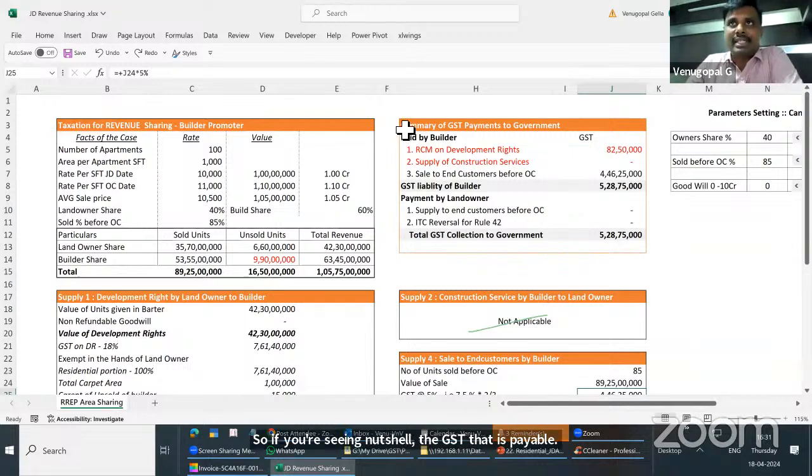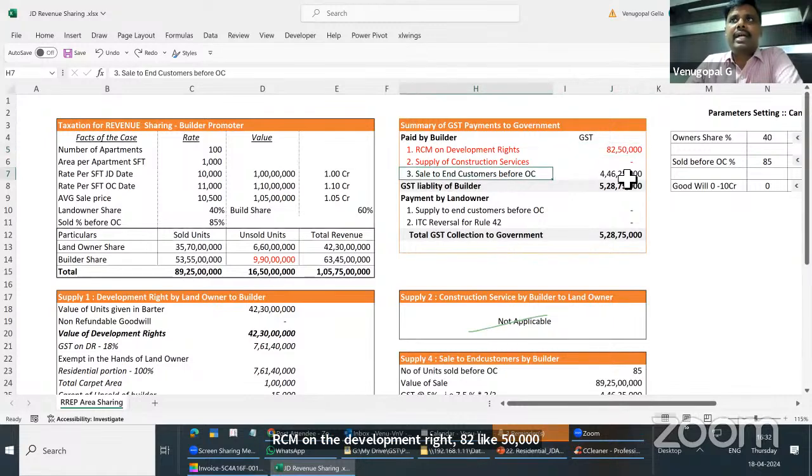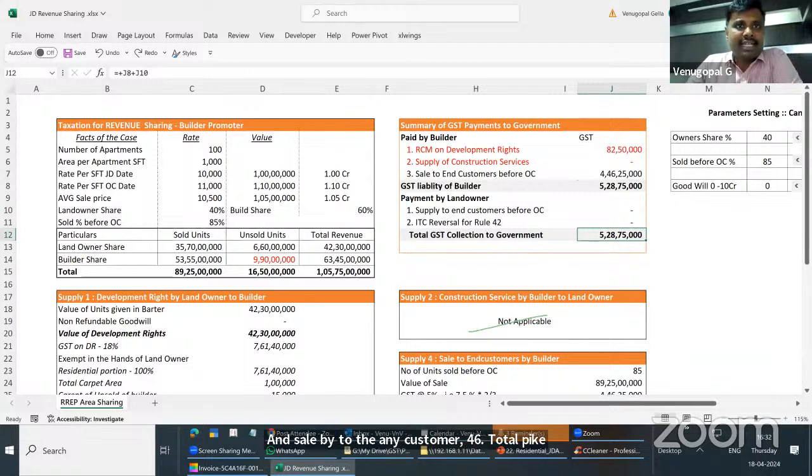So if you see in a nutshell, the GST that is payable on the revenue sharing basis is one, RCM on the development right, 82 lakh 50,000, and sale to the end customer, 4 crore 46. Total 5 crore 28 lakhs is the revenue which the government will be getting.